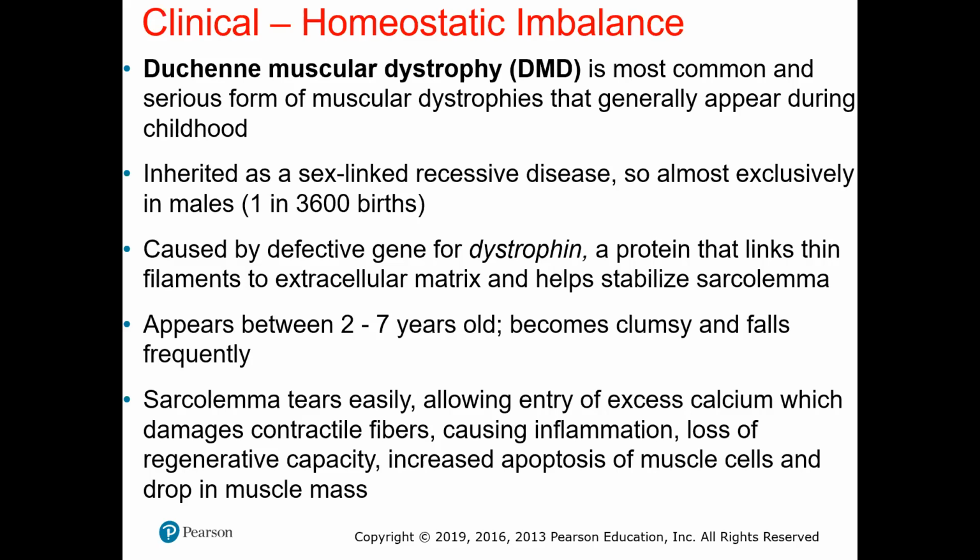Muscle cells lose their mass. The contractile fibers are destroyed. And eventually the individual with muscular dystrophy dies, generally around 30 years of age, usually from respiratory failure. And it's been a very uncomfortable life up to that point too. So unfortunately, it's passed on from the mother. You don't usually know that the mother had the recessive trait until she's reproduced and has delivered a male child that has the condition.